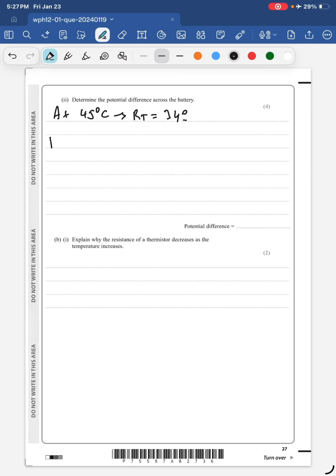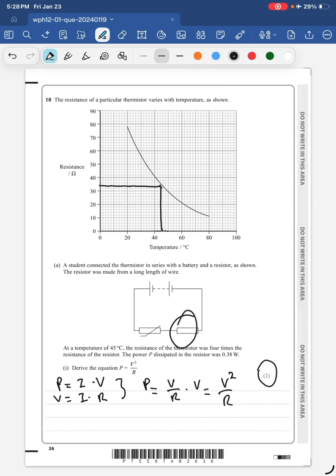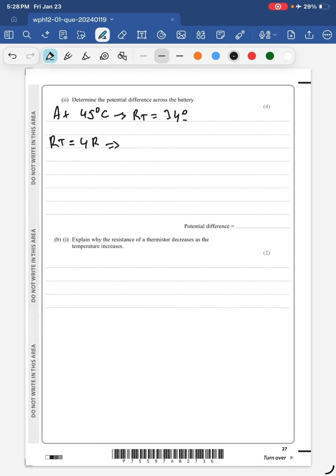Okay, so the resistance of the thermistor, it is stated, is 4 times the other resistance, this one. So the resistance is simply 8.5 ohms. So the total resistance, since they are in series, is 42.5 ohms. I added those two.